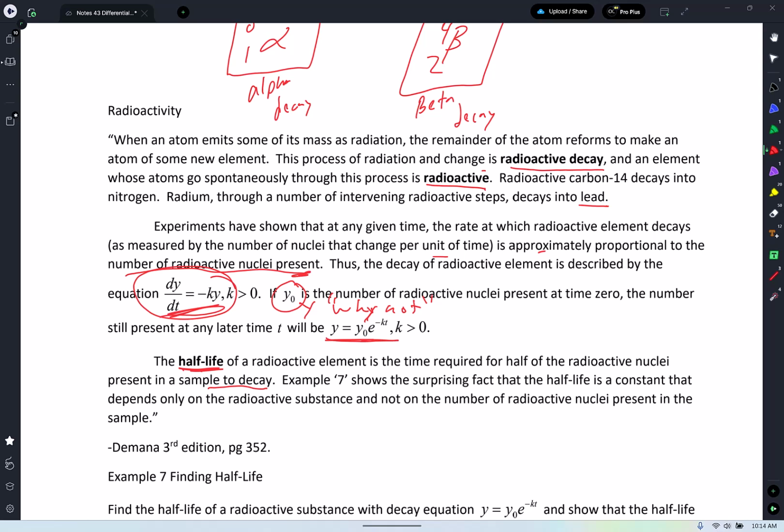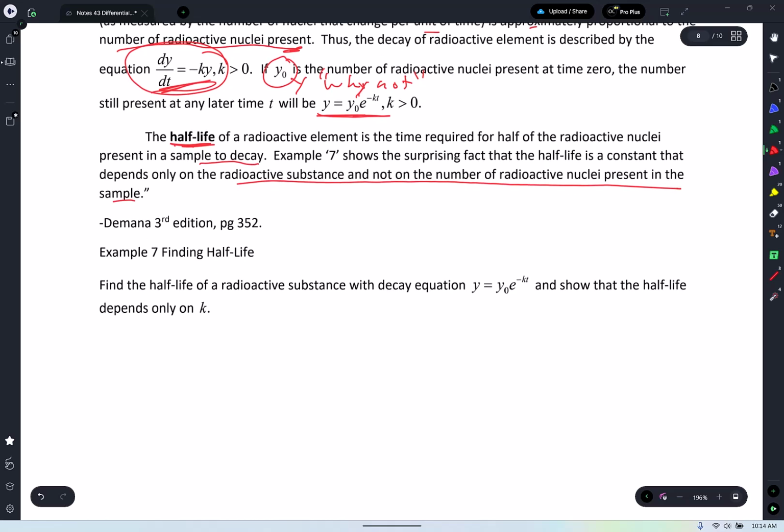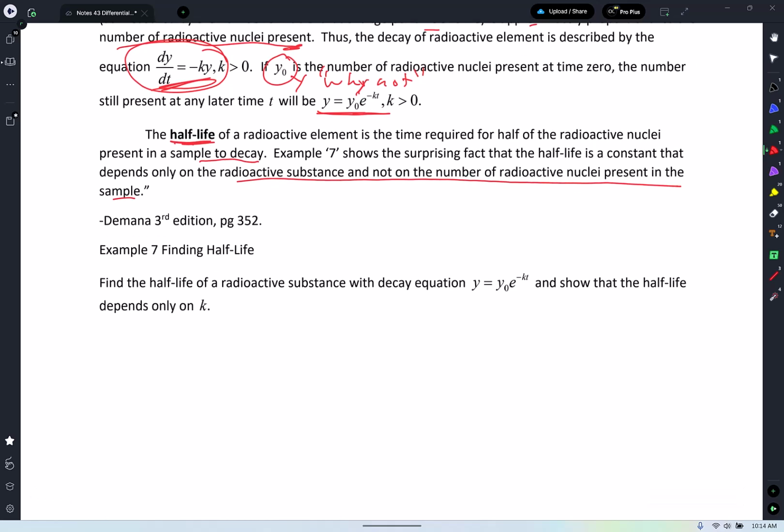Example 7 shows the surprising fact that the half-life of a constant depends only on the radioactive substance and not on the number of radioactive nuclei present. You'll see when we do. Are we doing that right now? Okay, let's do it right now. Find the half-life of a radioactive substance with the decay equation, and show that the half-life depends only on k. Okay, I'm not a big fan of showing that negative k there. I guess that's fine.